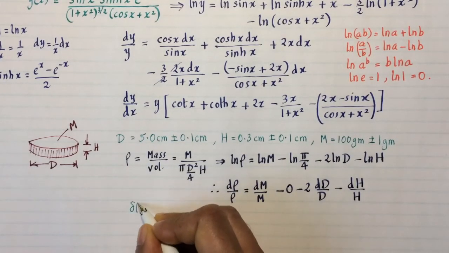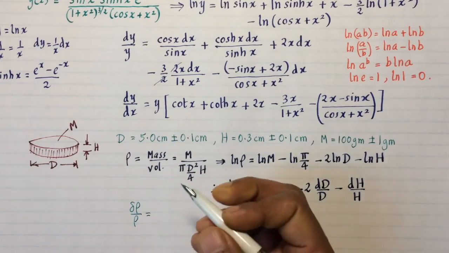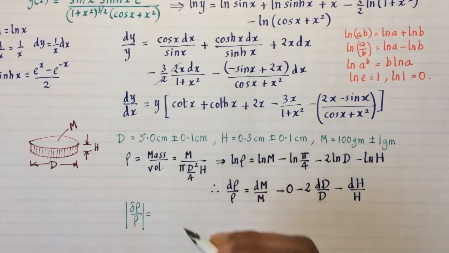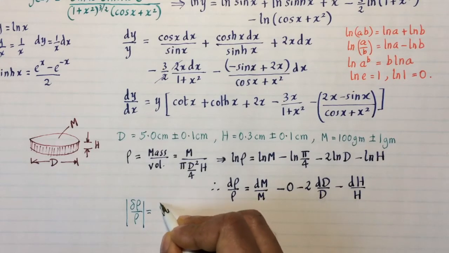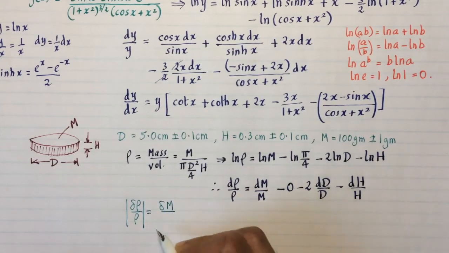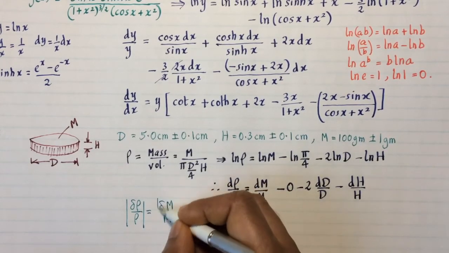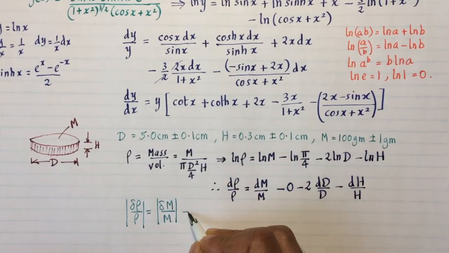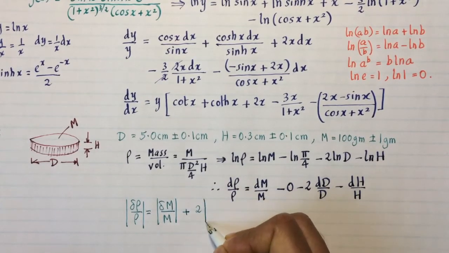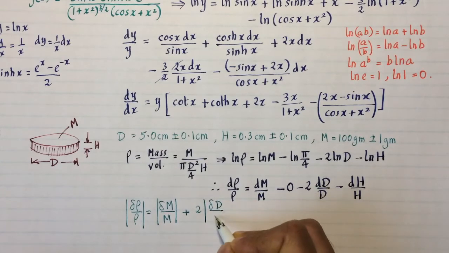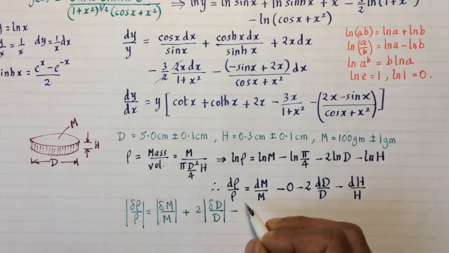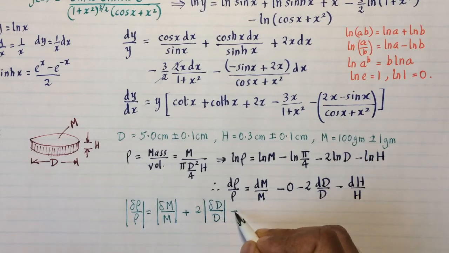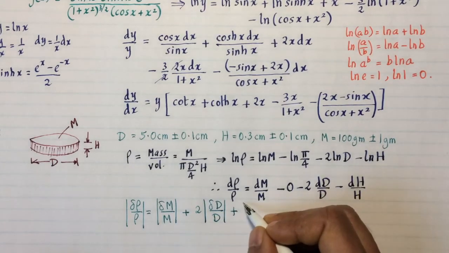So delta rho over rho will then be equal to, now this is not great mathematics, but we're trying to find an estimate. So it's delta m over m plus 2 times delta d over d. What I'm doing is replacing the differentials with deltas, namely changes. This is why it's called a first order approximation of the uncertainty.